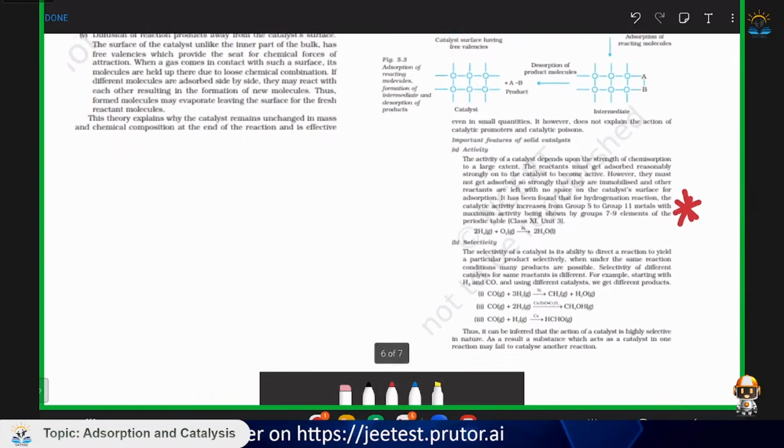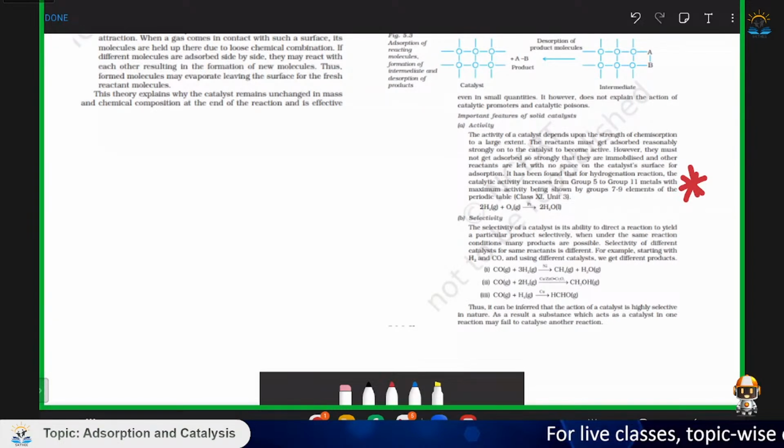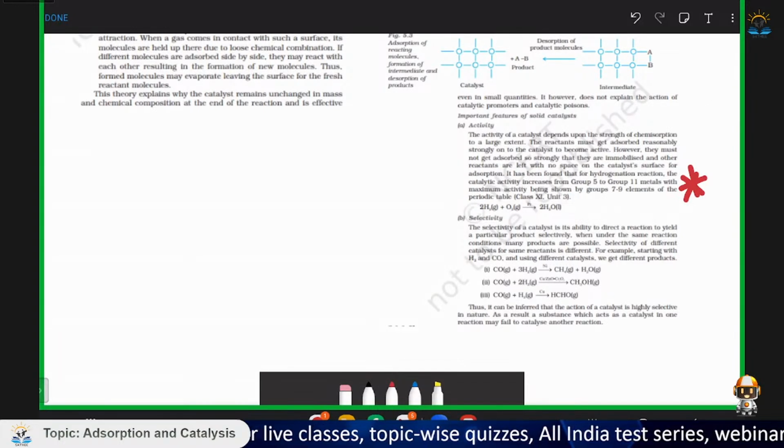So that's one thing, activity and selectivity. Selectivity, you will see this in organic chemistry: regioselectivity and regiospecificity. The explanations are somewhat similar, except here you have activity. The quantity matters here and the selectivity matters.